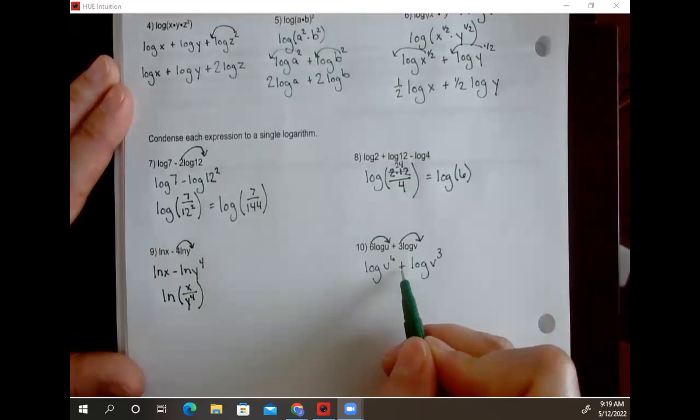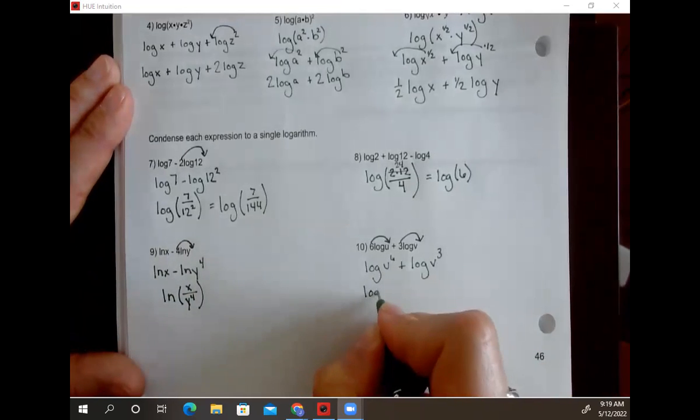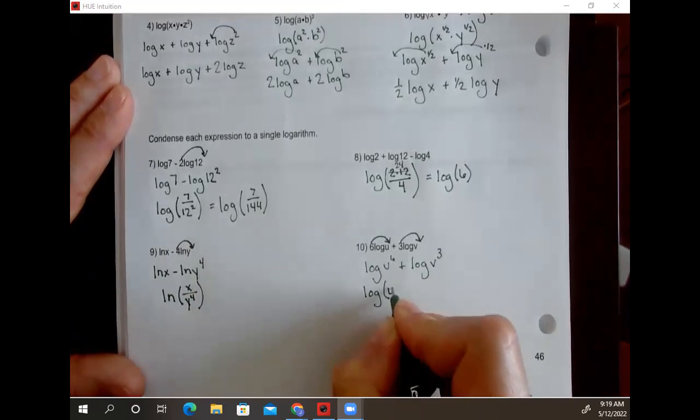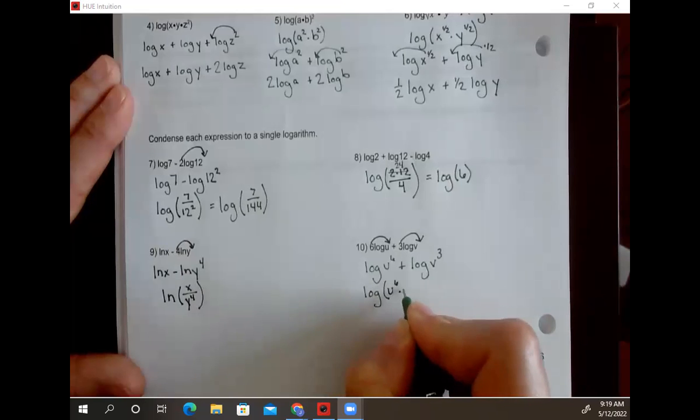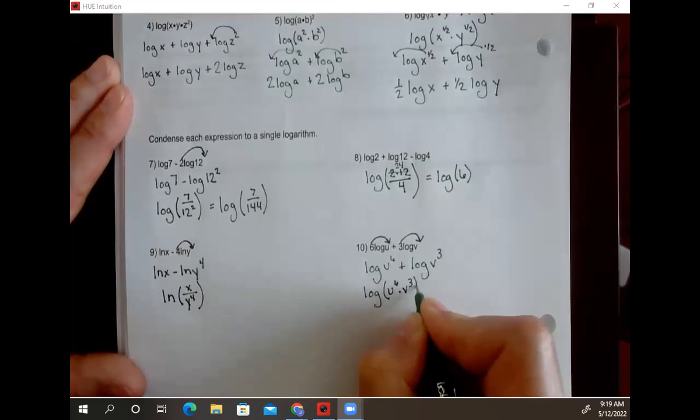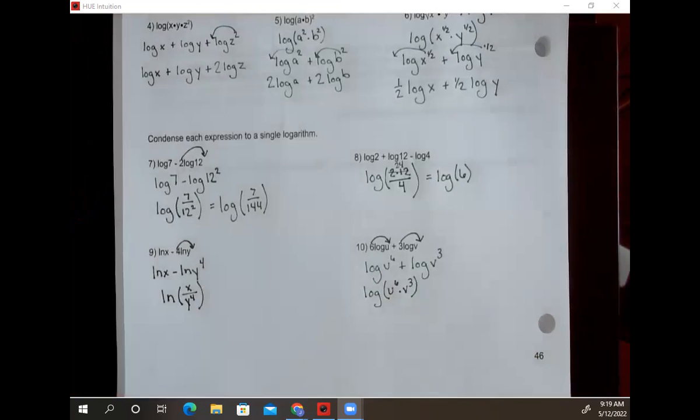And now logs that I'm adding, I can condense by multiplying their arguments. So this would be the log of u to the 6th times b to the 3rd. There's my condensed log.